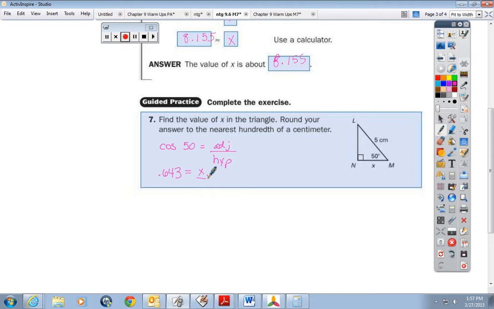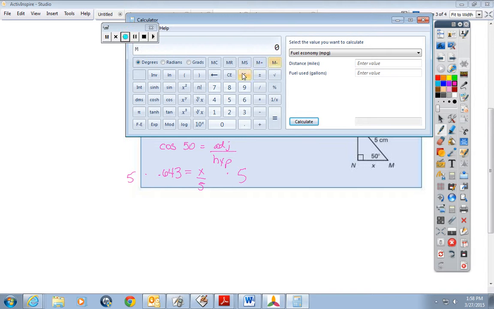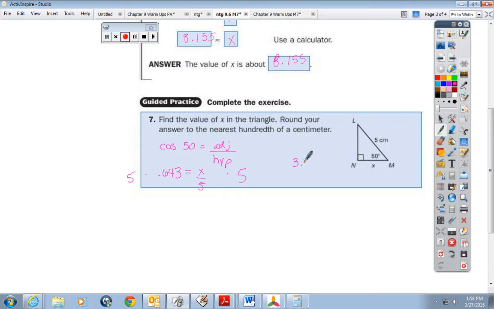Now, what's being done to x? What's the opposite of dividing by 5? Multiplying by 5. So now I'm going to multiply both sides by 5. So I'm going to get 0.643 times 5, and I get what? 3.215. Is that close to 5? Is it greater than 5? No, so it seems like a reasonable answer. Okay, on that one. Last page.